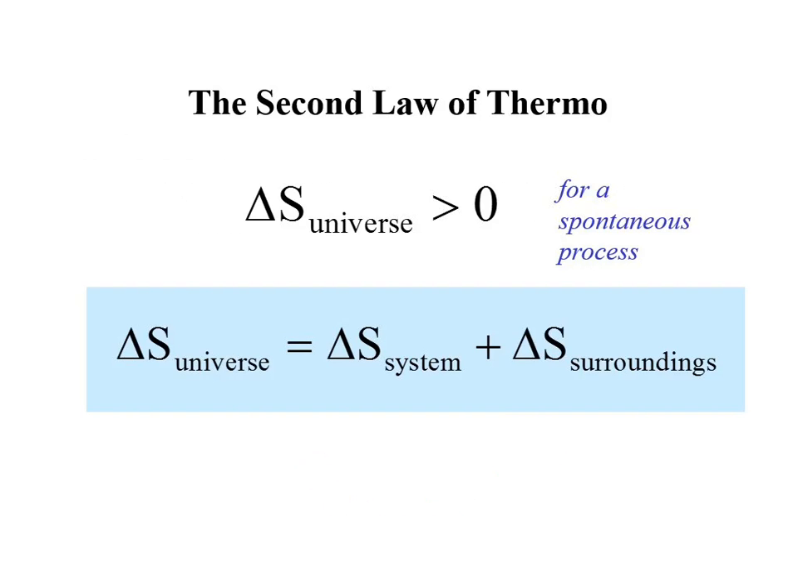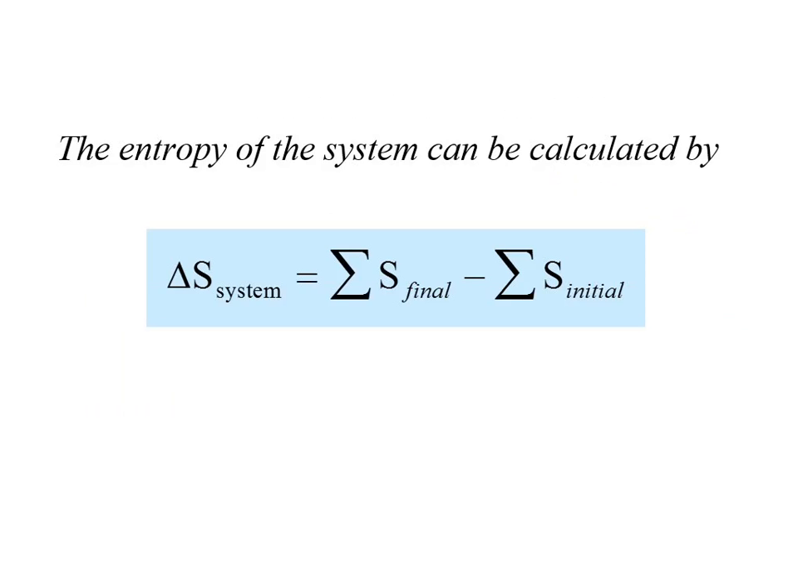So the second law of thermodynamics said that the entropy in the universe is increasing for spontaneous processes. Delta S universe greater than 0. But remember that the universe is composed of both the system and the surroundings. So to track the change in the entropy of the universe, you have to add the change in the entropy of the system and the change in the entropy of the surroundings. Is this starting to look familiar? Because something very familiar is coming up.